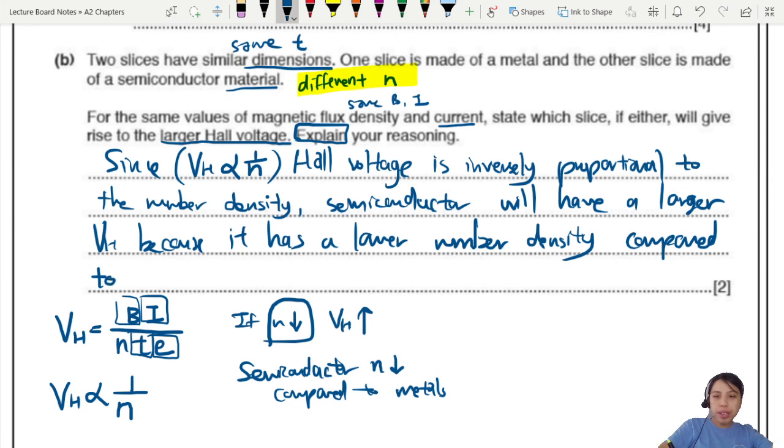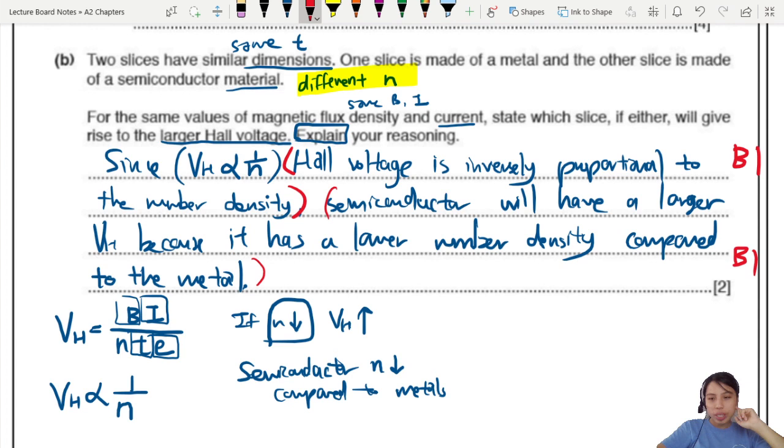Well, it's good to be safe. Just write out everything. Make sure you don't lose any marks. Think of it from all perspectives. So I'm pretty convinced. Okay, I got my working, I got my write-up. Let's see where the 2 marks come from. The first one comes if you know the relationship between Hall voltage and number density. So this whole part. How they're inversely proportional and things like that. Then the last one, semiconductor will have a larger Hall voltage because it has a lower number density. So that's the next part. Talk about semiconductor properties. How do you know which one is which? Okay. So, that is your semiconductor part.